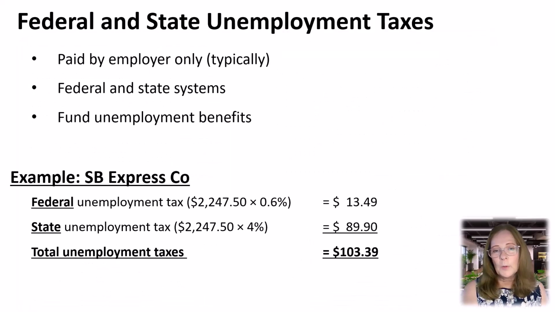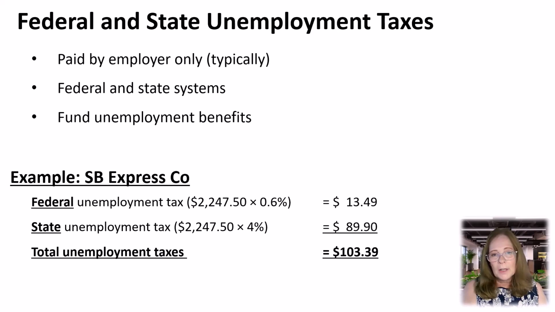Unemployment taxes are designed to provide temporary financial support to workers who lose their jobs through no fault of their own. And the common misconception is that employees pay unemployment taxes, which is not correct. Employers almost always pay both the federal and the state unemployment taxes due. There are 2 systems, the federal and the state system. The federal unemployment tax rate is 6% less a state unemployment tax credit of 5.4%, making the actual rate 0.6%, which is the 6% minus 5.4%.